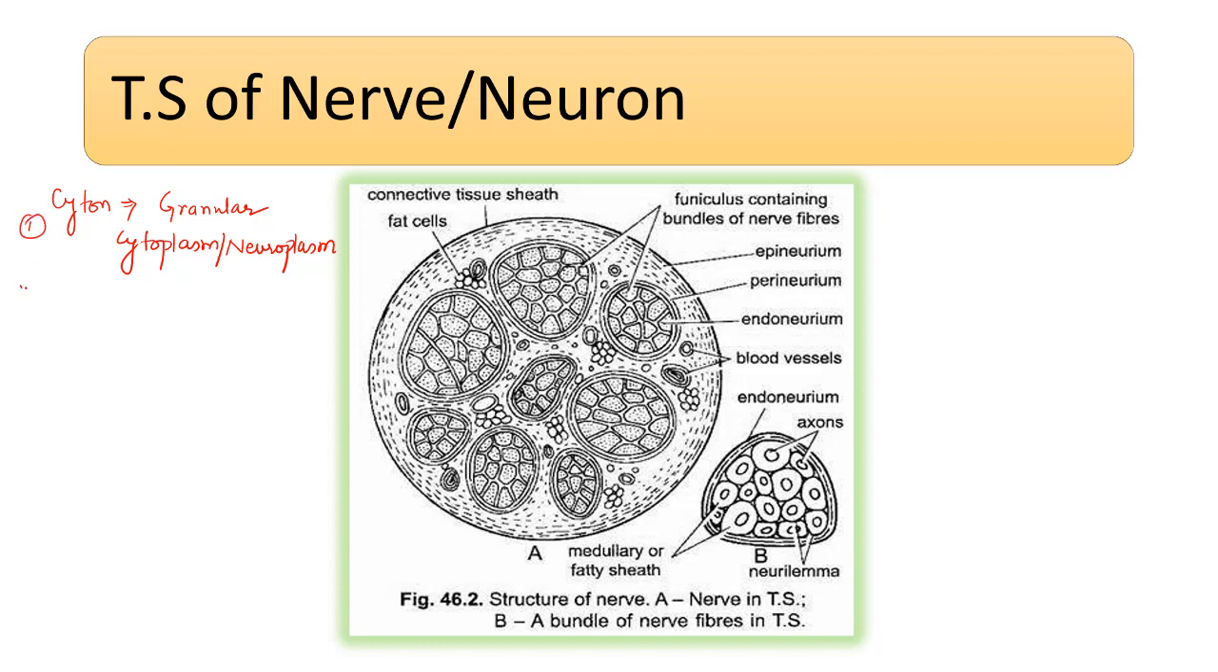Cyton has a large, spherical, and centrally placed nucleus with a prominent nucleolus.